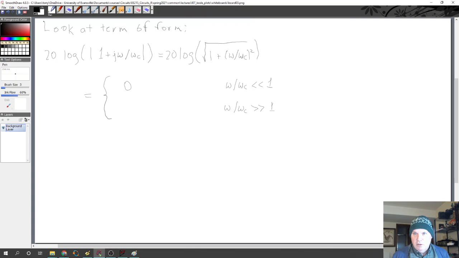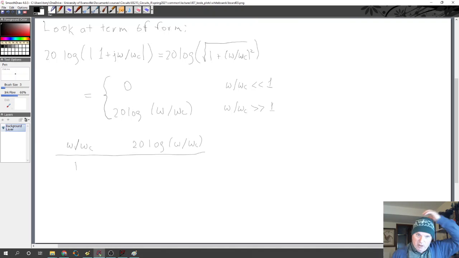Now, at the other extreme, when omega over omega c is much greater than 1, I'm going to neglect the 1 term. Then I'll have the square root of omega over omega c squared, which just reduces to 20 log of omega over omega c. So let's look at this term, 20 log of omega over omega c, for a couple of different ratios. First, we'll take the case when this ratio is equal to 1.